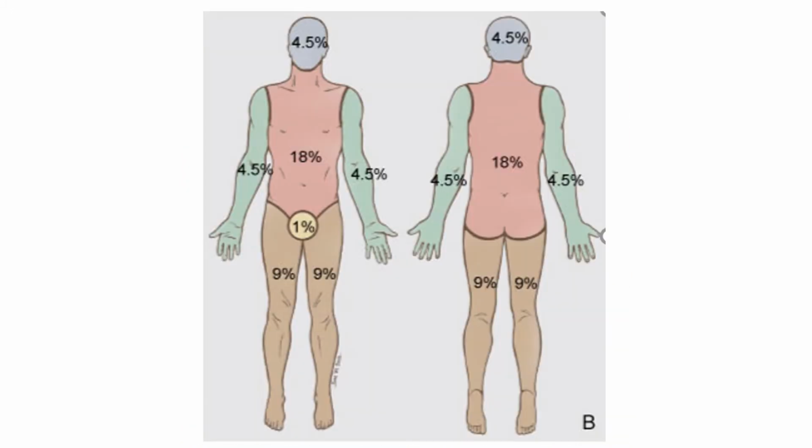And here is our rule of nines. As you can see, it's a little bit easier. Of course, a little less involvement, but easier to understand for sure. Again, these percentages help you calculate the total body surface area of the burn.